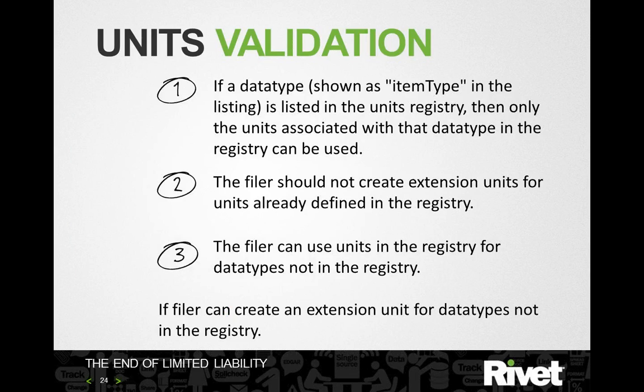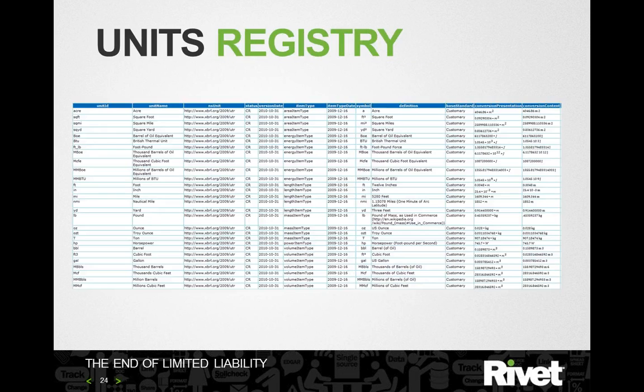And finally, you can use units that are in the registry for different data types that are not in the registry. So let's say you created an extension element that had a different type, for example a decimal item type. The decimal item type is not defined in the units registry, so you could use any unit that's in the units registry. So if we go to the next slide, we just have a look at what the units registry looks like.